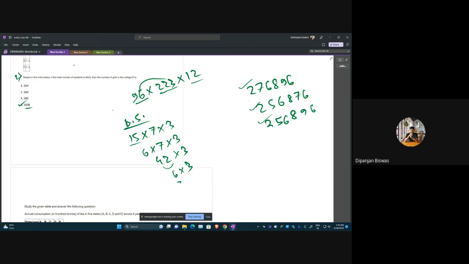6 into 3, that is 18. 8 plus 1, that is 9. So 9 should be the digit sum of the answer. Here again you start adding all the numbers. 7 plus 2 is 9. Wherever you are getting 9, just ignore the summation.